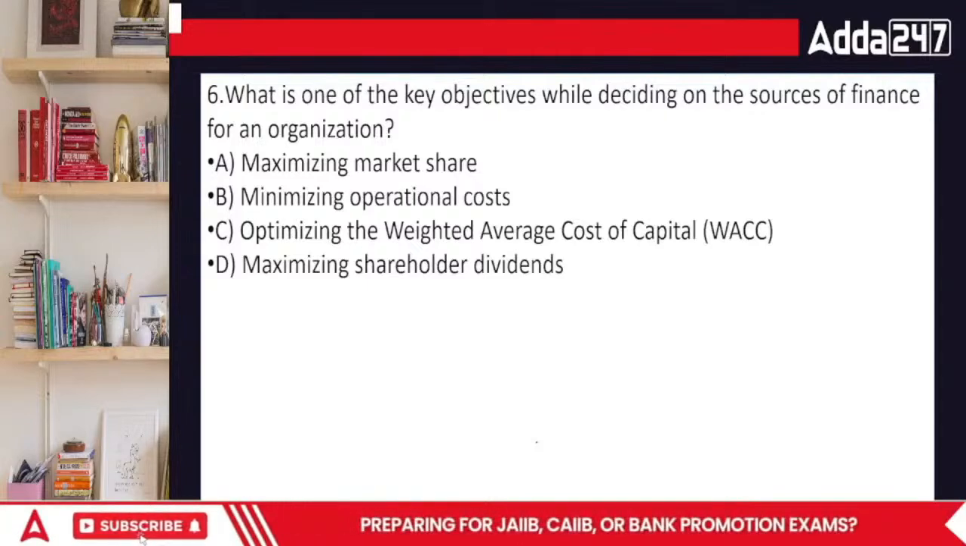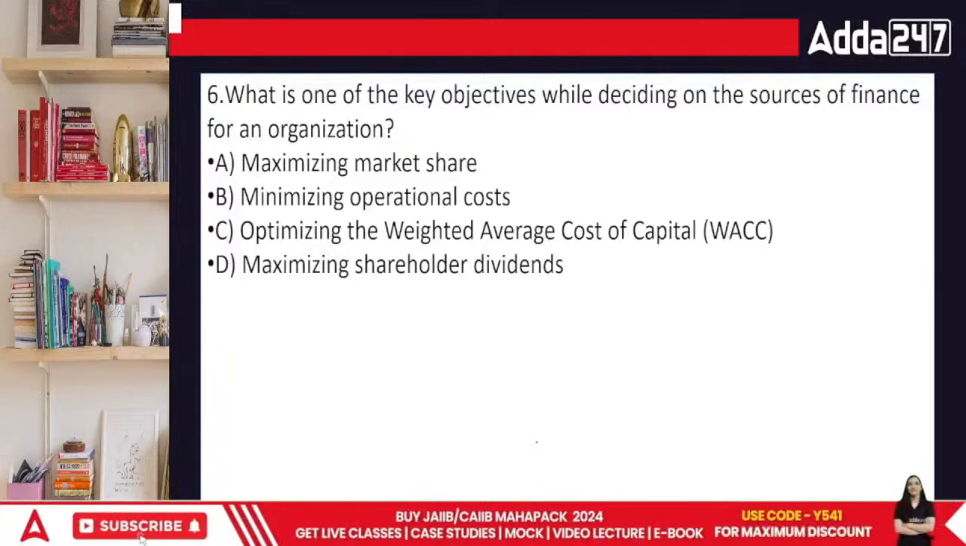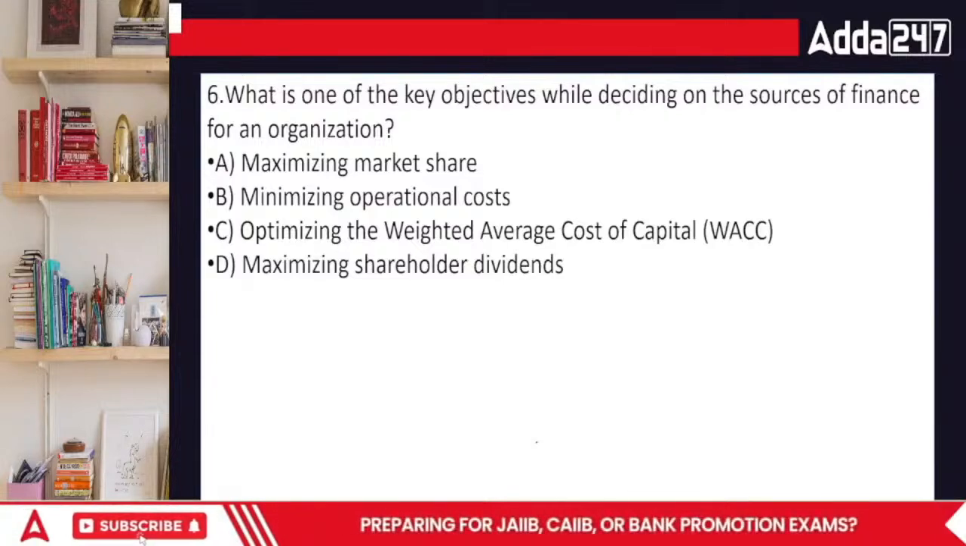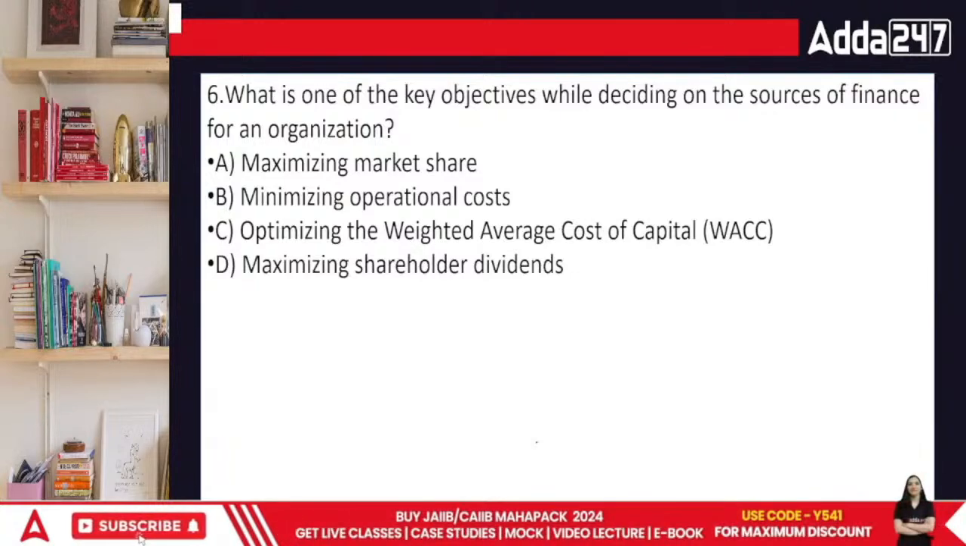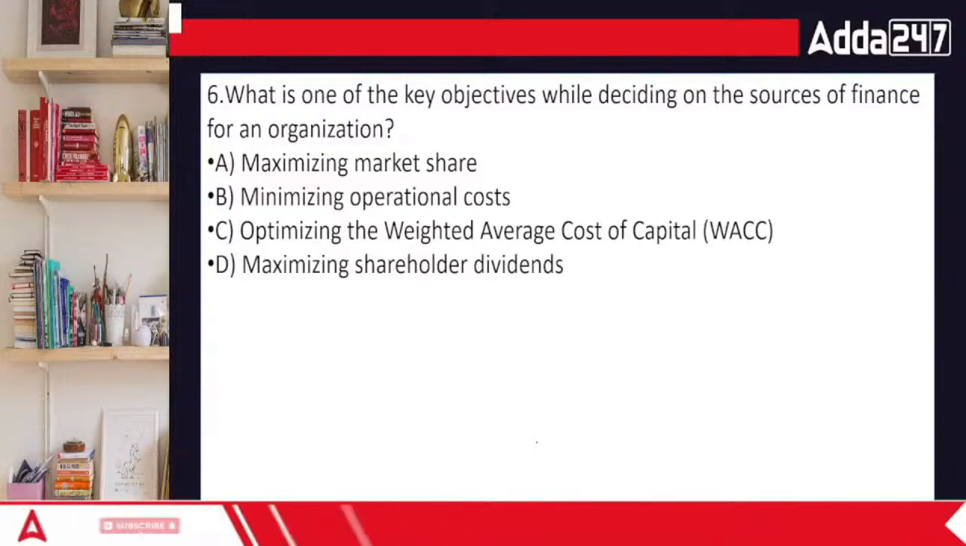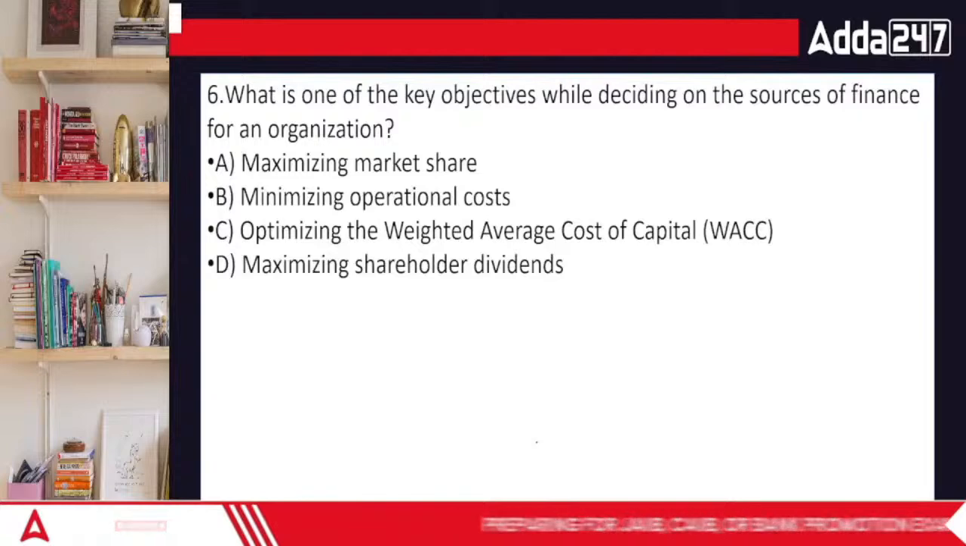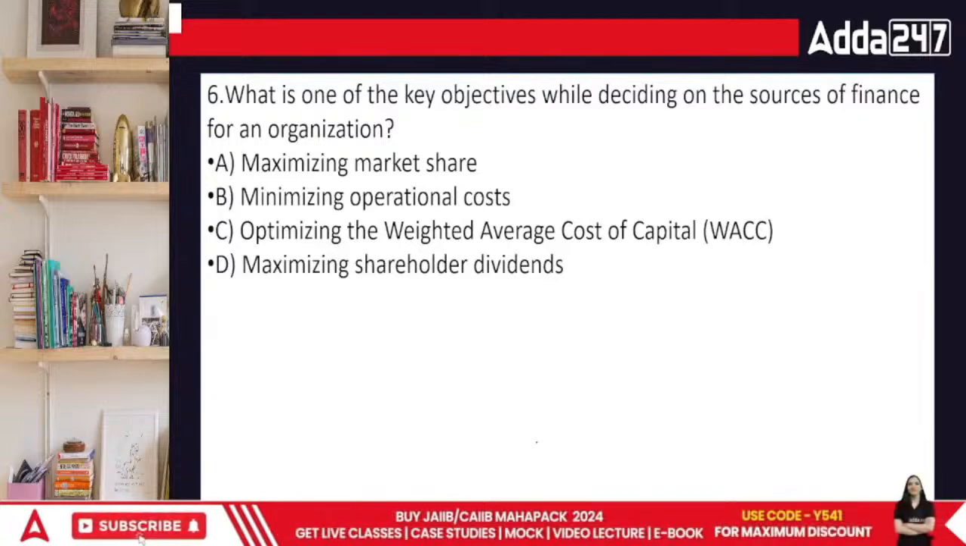Once we get the money from a specific area, how do we make sure that we are putting the right money at the right place at the right time, and the cost is also minimum? Maximizing the market share, minimizing operational cost, optimizing the weighted average cost of capital, or maximizing shareholder dividend. What's going to be the answer?